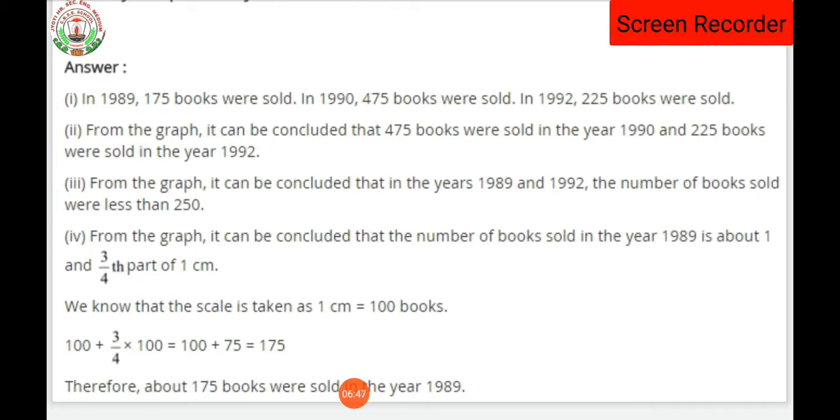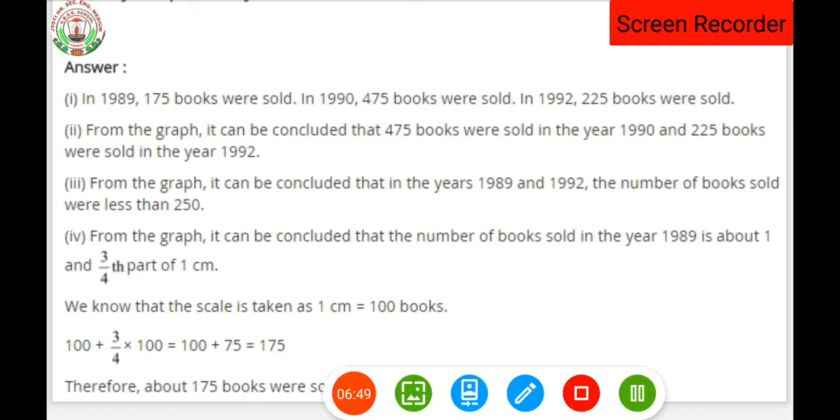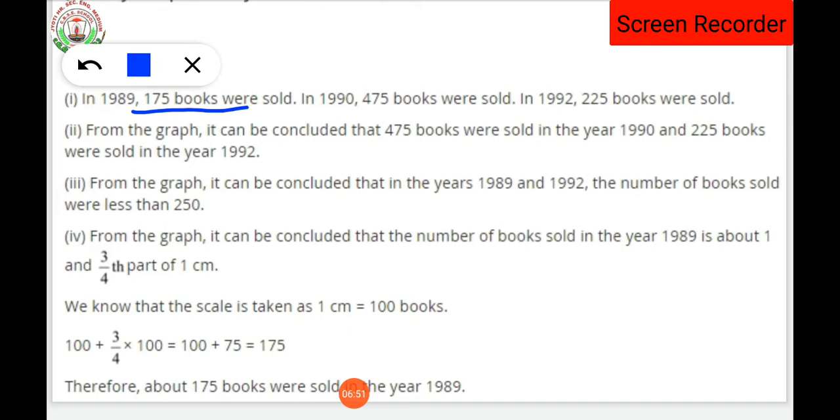So in the year 1989, 175 books were sold. In the year 1990, 475 books were sold, and in the year 1992, 225 books were sold. Clear? Now you will ask me, teacher, from where do we get that 225?